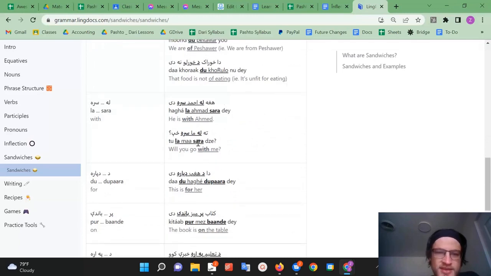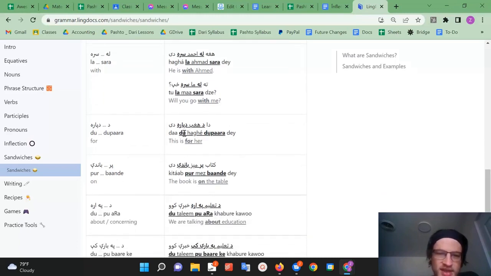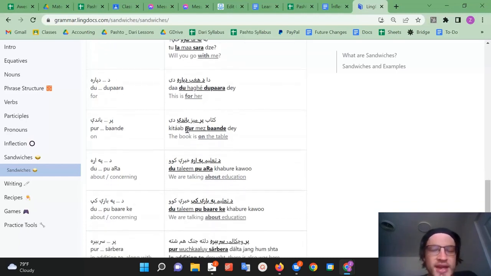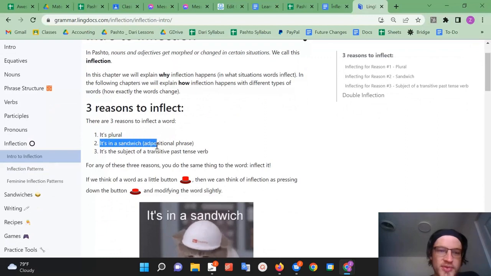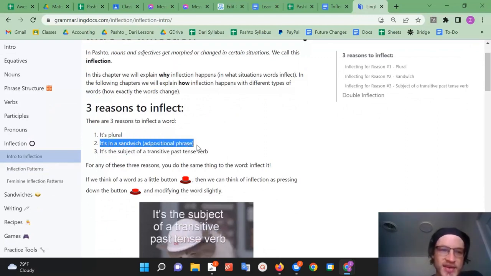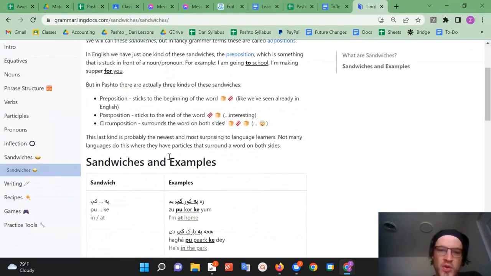Okay, you don't say le z sera, you say le ma sera. So that's inflected. This is a little bit trickier one, but you don't say the hage de para, you say the hage de para. So that's inflected. So you start to see that there's words in these sandwiches that are inflected. And if you remember, we have talked a little bit about this as well when we studied inflection, that one of the reasons a word is inflected is it's in a sandwich. Okay, so that's the main thing I want to point out: in sandwiches, words will be inflected.